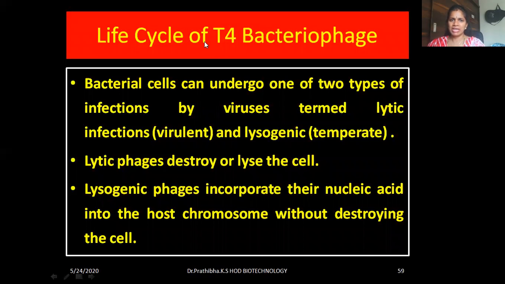Now let us go to the life cycle of T4 bacteriophage. Bacterial cells can undergo one of two types of infections by viruses: lytic infections, that is virulent, and lysogenic, that is temperate. Lytic phages destroy or lyse the cell. Lysogenic phages incorporate their nucleic acid into the host chromosome without destroying the cell.